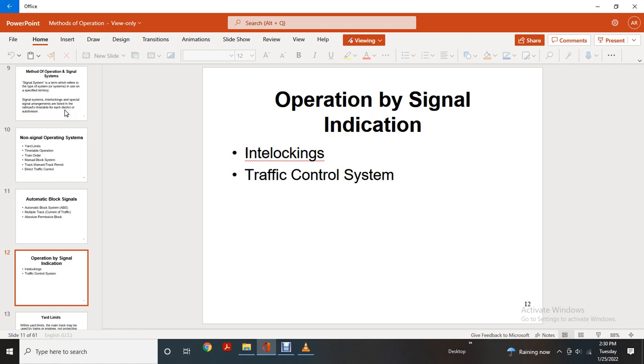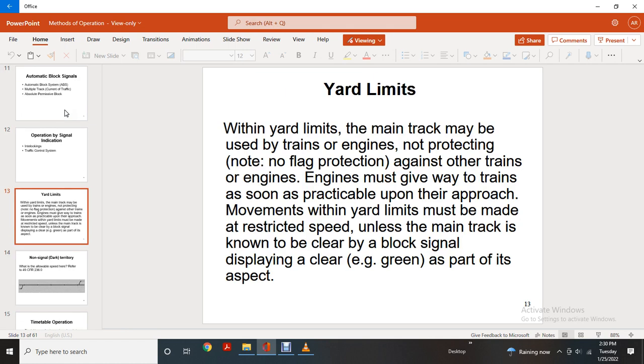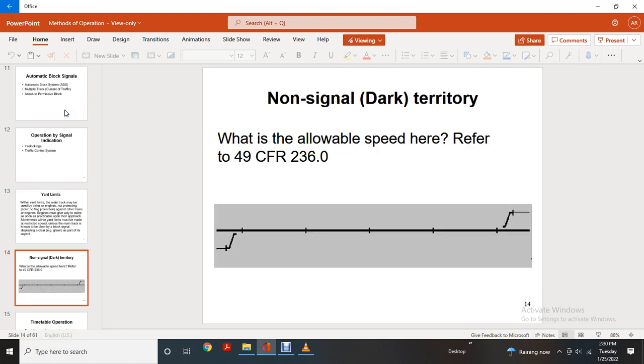Yard limits. When within yard limits, either the train or engine is not protected by flag protection against any other trains or engines, and must be given way. As soon as practicable upon approaching, movements within the yard limits must be made at restricted speed, with the main track known to be clear by a block signal displaying a clear aspect. What is the allowable speed for further reference? Title 49 CFR 236.